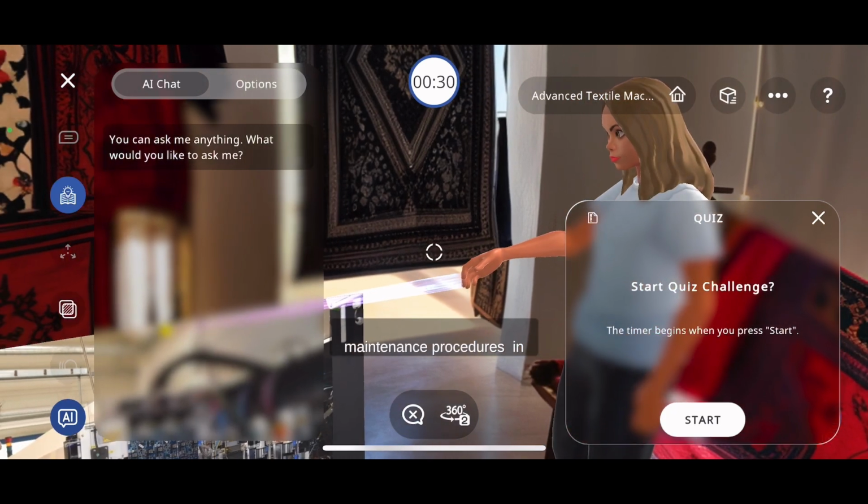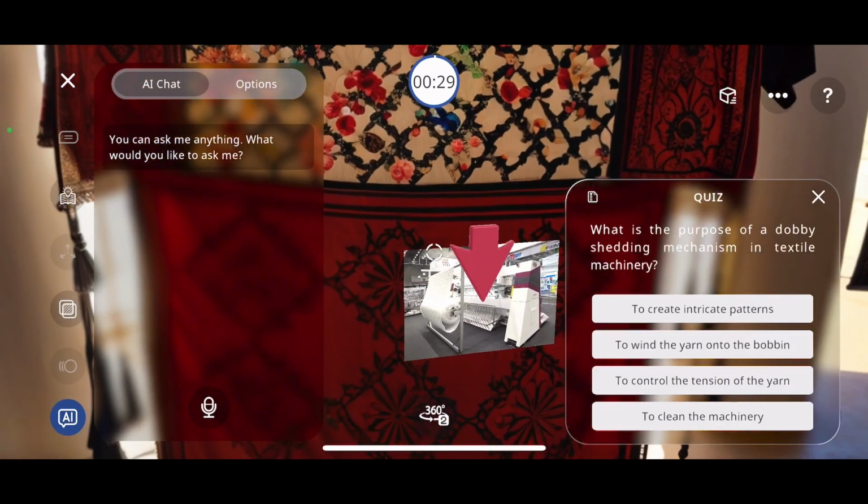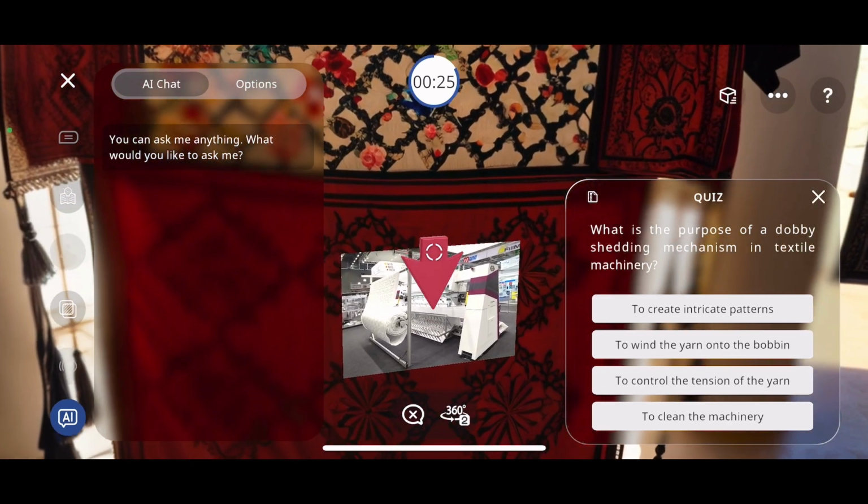Maintenance. Start quiz challenge? The timer begins when you press start. What is the purpose of a dobby shedding mechanism in textile machinery?